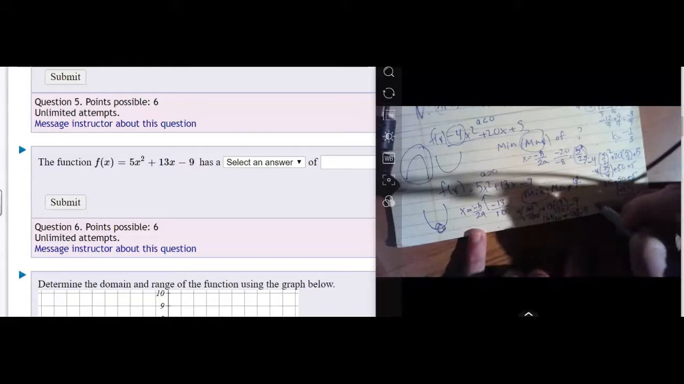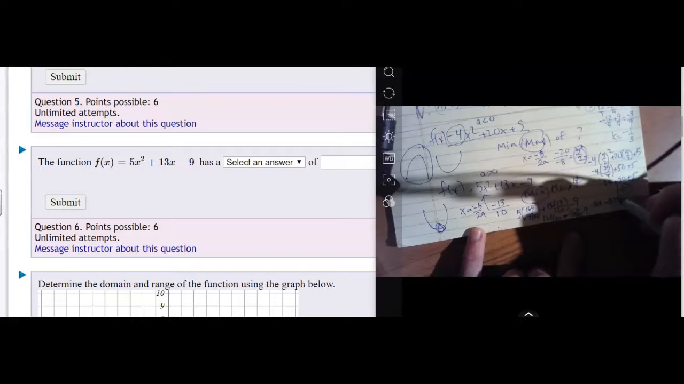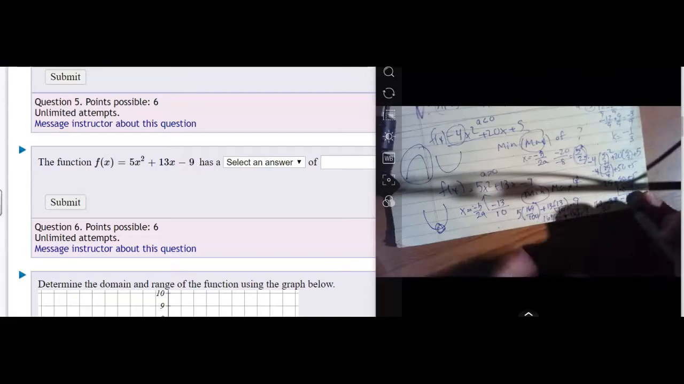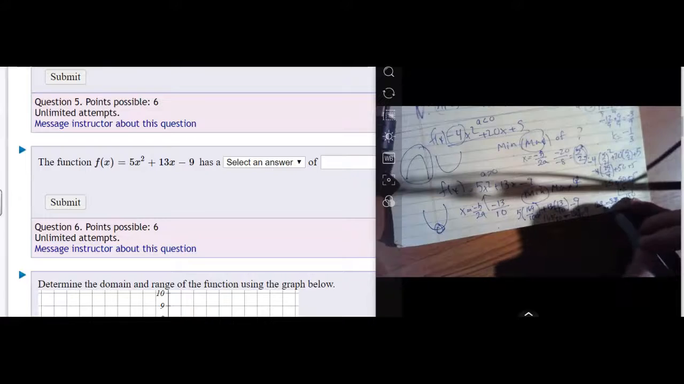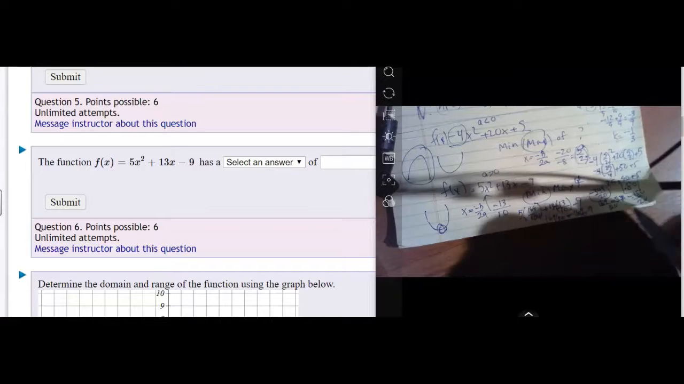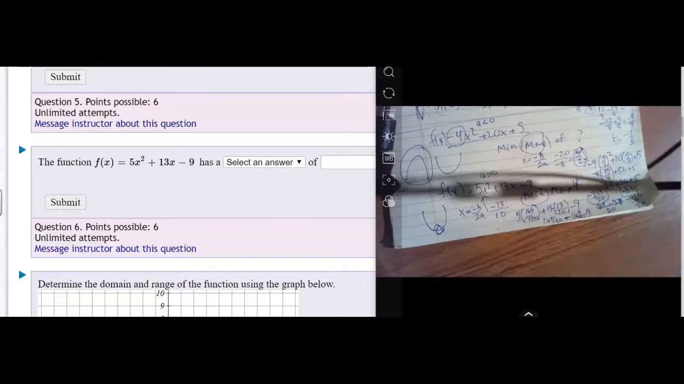That would be 169 minus 338 over 20, sorry, over 20, minus 9, which is like minus 180 over 20. So we're going to get a negative value. 169 minus 338 is negative 169, so negative 349 over 20. It's going to be negative 349 over 20. Okay, and that's how you do it.